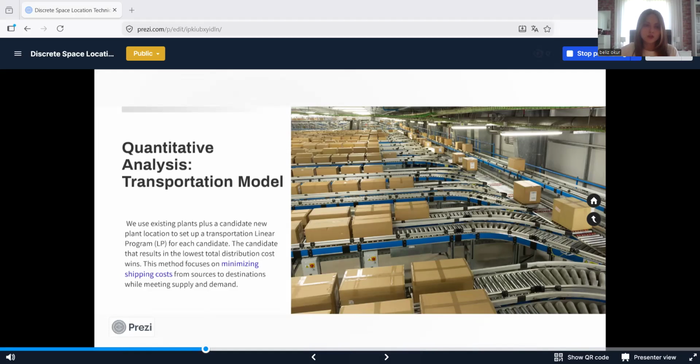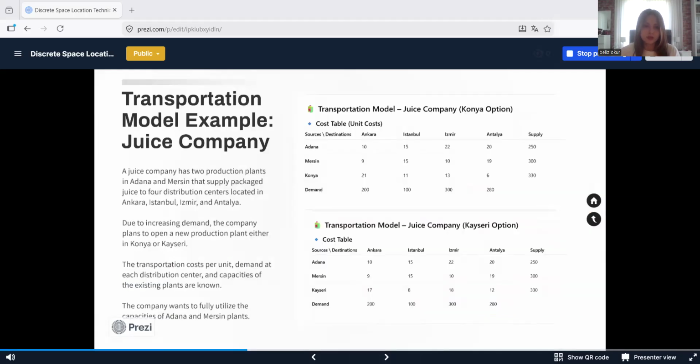Let's stick with our juice company, but look at the numbers. They already have plants in Adana and Mersin, but demand is up. They want to open a new plant in either Konya or Kayseri. We have our cost tables here. We know exactly how much it costs to ship 1 unit of juice from any plant to our distribution centers in Ankara, Istanbul, Izmir, and Antalya. To figure out the winner, we have solved the model for both options.